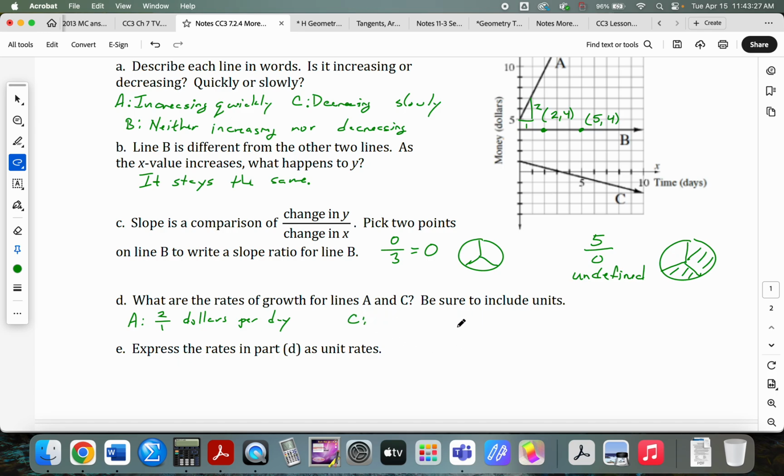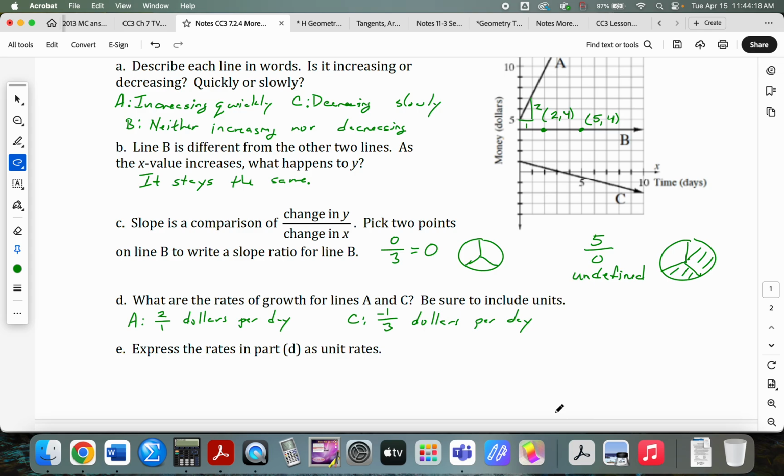See if you can find the one for C. So what's the growth rate? -1/3 dollars per day. That means you lose $1 every 3 days.